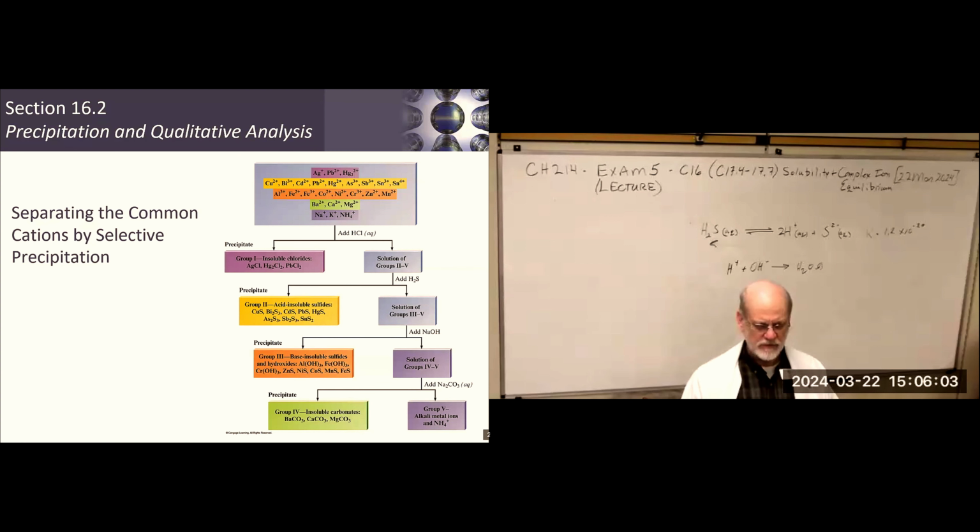You don't have to memorize those if you're worried about it. Just recognize why it happens. It all has to do with concentrations of the sulfides, the hydroxides, and how you adjust those concentrations to make the Qs greater than the KSPs. That's the key. The Q exceeds the KSP, you will get precipitation.